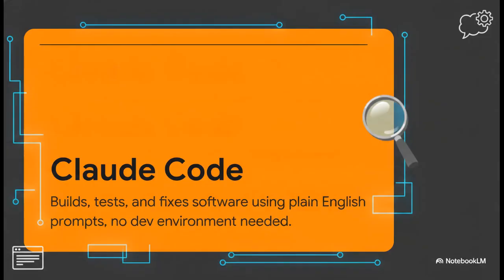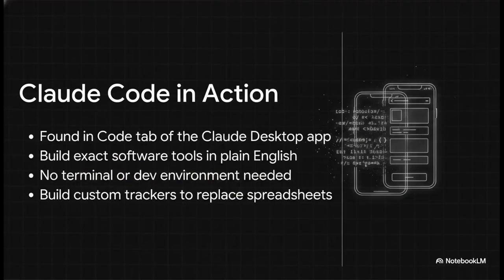Next up, let's define Claude Code. And hey, don't let the word code scare you off. Claude Code is simply a feature inside the Claude desktop app that lets you build, test, and fix functional software using nothing but plain English prompts. You don't need a terminal or a complex developer environment at all. That brings us to tip 9, using Claude Code. You'll find it right in the Code tab of the desktop app.